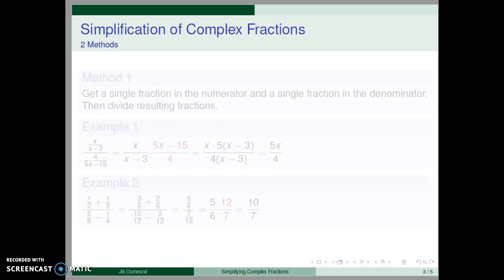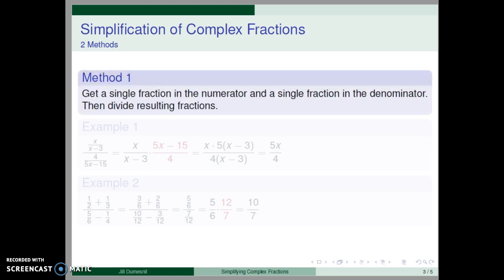We will consider two equivalent methods for simplifying complex fractions. The first method says if we have one fraction over another single fraction, we can simply divide the two fractions. For example, we can view this complex fraction as a fraction division problem. We have x over x minus 3 divided by 4 over 5x minus 15.